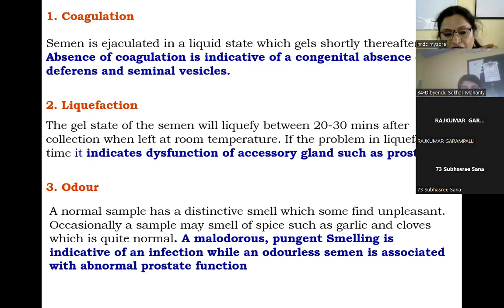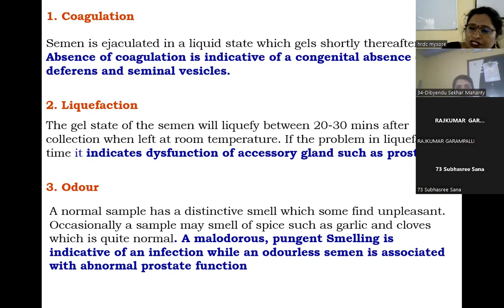So the third one is the odor. The normal semen has a distinct smell, which is like a pungent smell occasionally. So normal has a distinct odor. And if there is something wrong in the individual, then the odor will be different. A malodorous pungent smell is indicative of infection. While an odorless semen is associated with abnormal prostate function. Odorless is associated with abnormal prostate function, and a pungent smell is indicative of infection. So for the confirmation, we can take up other, higher-end investigations. Normally, it smells like garlic or clove, some spicy smell in the normal individual.